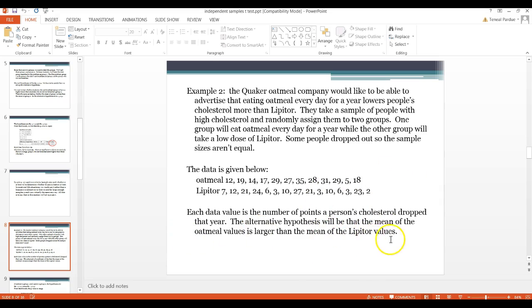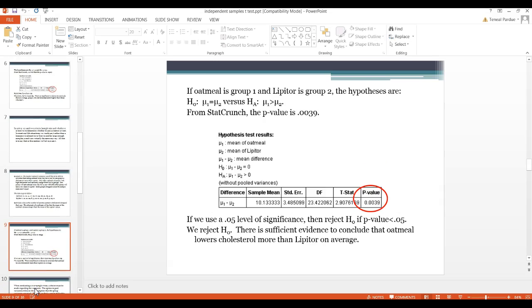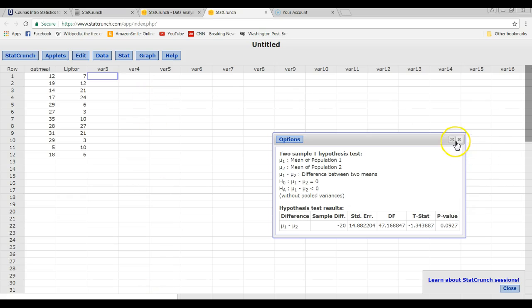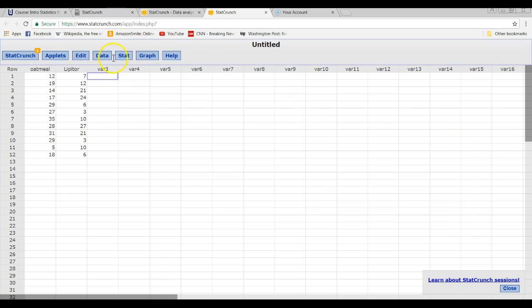And so we want to know, does the mean of the oatmeal, we're going to test the Quaker's claim, which is that eating oatmeal every day for a year lowers your cholesterol more than Lipitor. Okay, so we want to know, are these values greater than these values on average? The oatmeal group, do they have bigger values than the other ones? Because those all represent decreases.